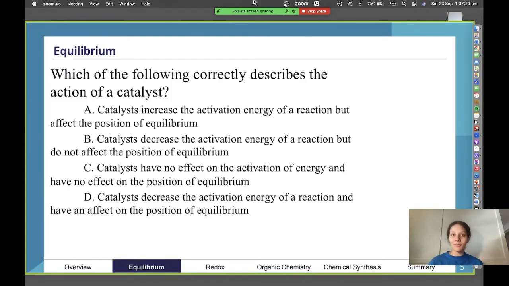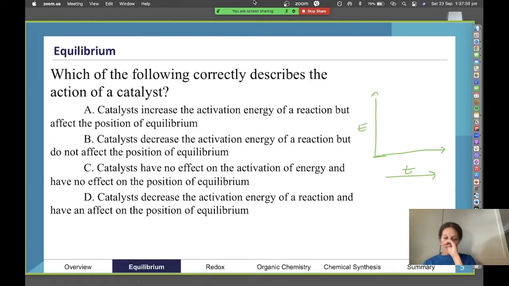Catalysts help chemical reactions happen more efficiently. And the way they do that is that they lower the amount of energy required for the actual reaction to take place. So that means we're going to have a reduction in our activation energy. You've probably seen these energy profile diagrams before. This shows the progress of the reaction, and this is the amount of energy.